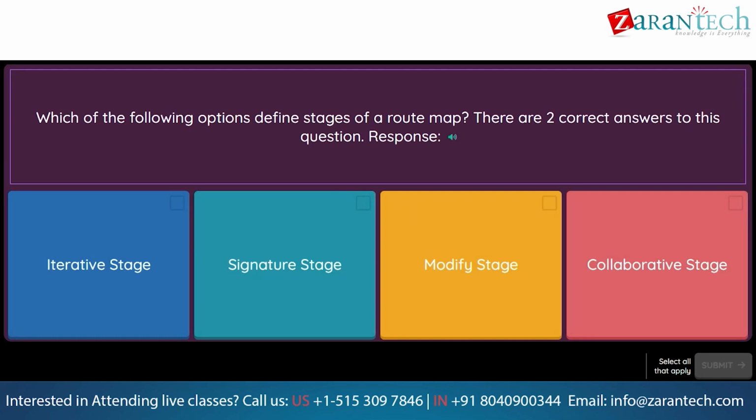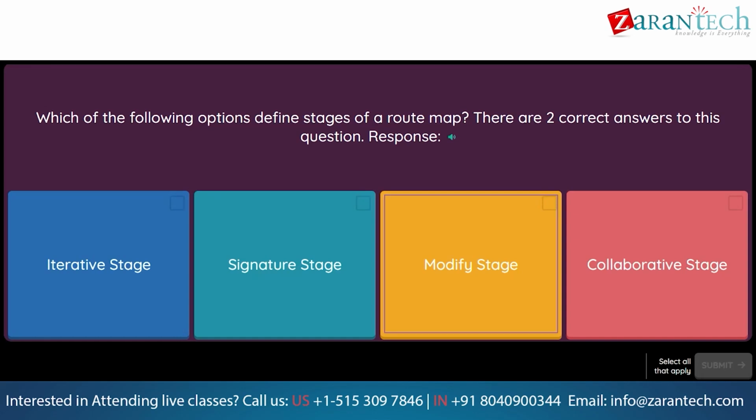Question: Which of the following options define stages of a route map? There are 2 correct answers to this question. Response: Option 1, iterative stage. Option 2, signature stage. Option 3, modify stage. Option 4, collaborative stage.